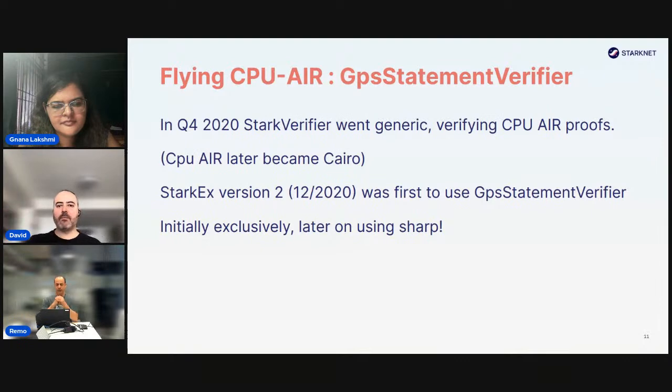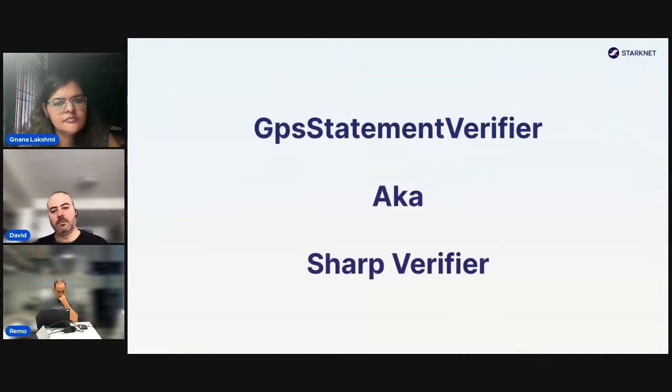Next step, we went CPU Air. Before we named it Cairo, the name for the general purpose Air, the programmatic, not fixed, Air, was CPU Air. The second version of StarkX in late 2020 was already using this, and later on it became Cairo, and exclusively on SHARP.